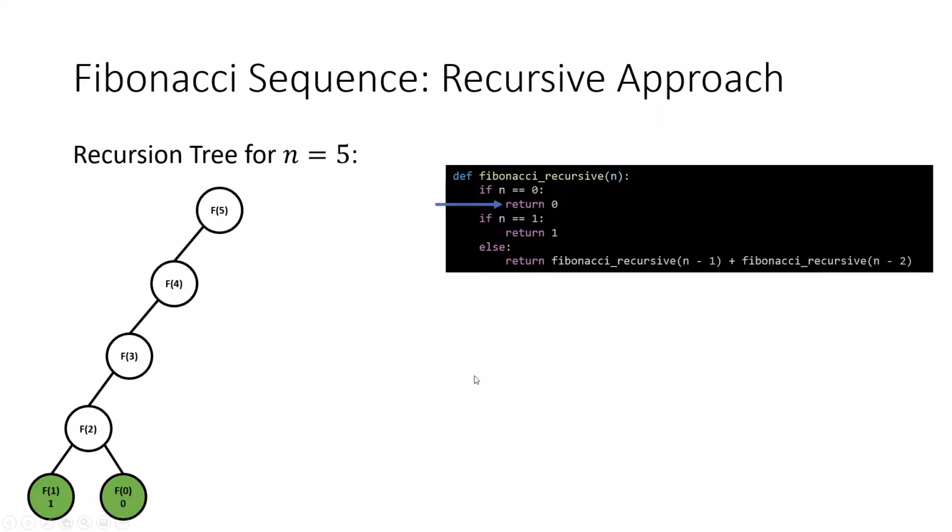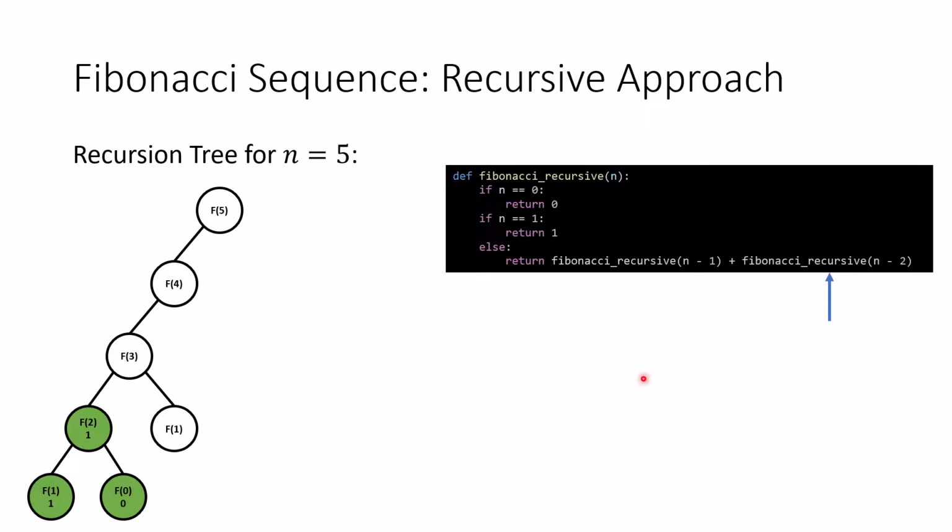So f of 0, oh man, getting way ahead of myself. f of 0 is just another base case, so that'll evaluate to 0. After that, that means our f of 2 is now done. We can now return it. So that means 1 plus 0 is 1. We continue. We go back up a level to f of 3.